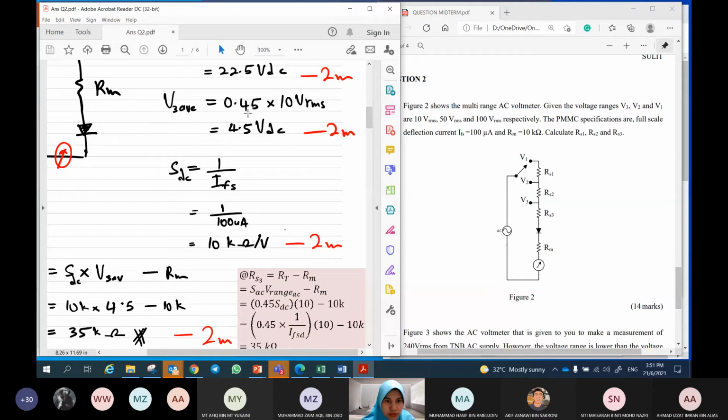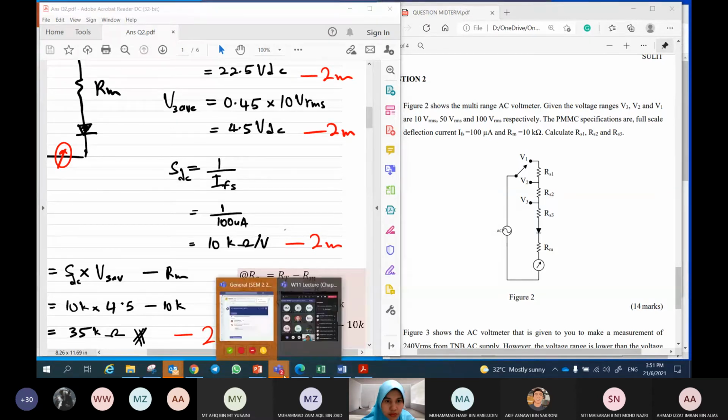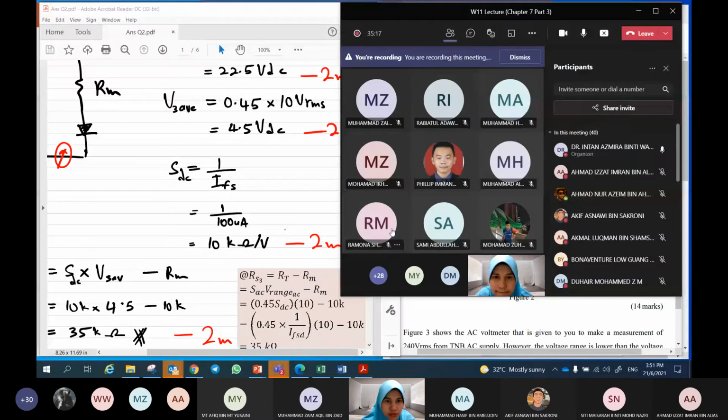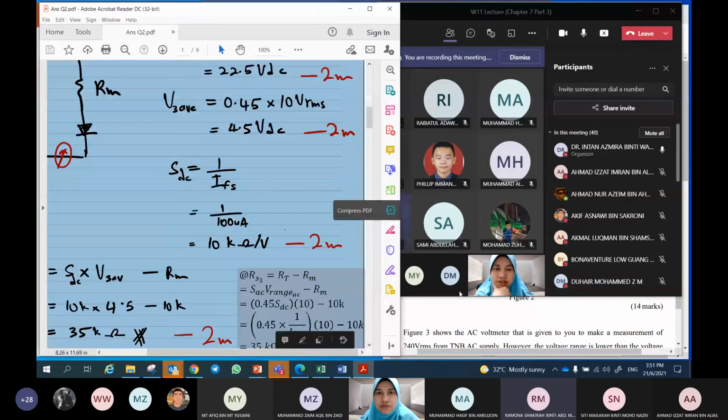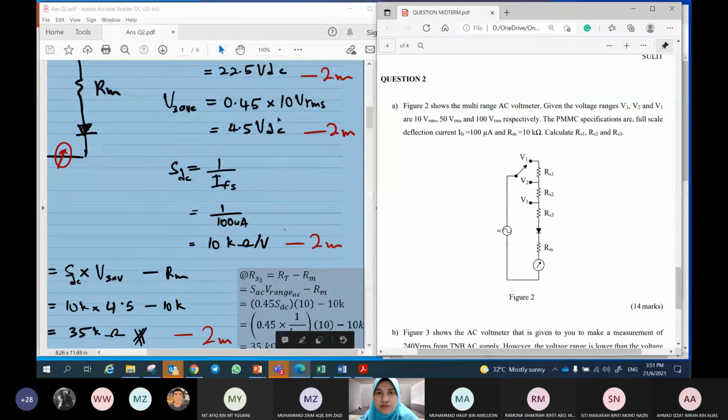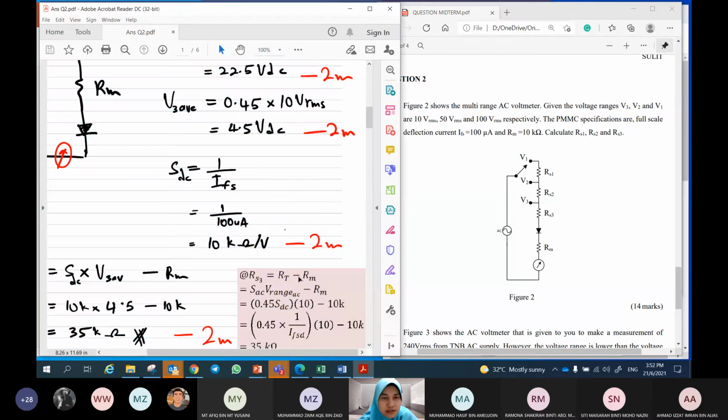If this is a full wave rectifier, we multiply the RMS voltage with 0.9. Yes, good. We multiply with 0.9. So instead, you can use AC calculation. This is DC calculation, but you can also use AC calculation, as in your notes.